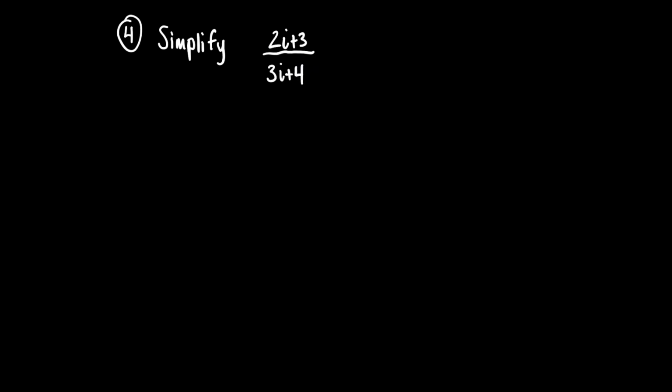All right, so we've got (2i + 3) over (3i + 4). These are kind of weird because they're not written in typical complex number form. Usually we put the real number first and then the imaginary part second. But this is fine. Here's where people make mistakes a lot. We're going to multiply here by something, but a lot of people screw this up.